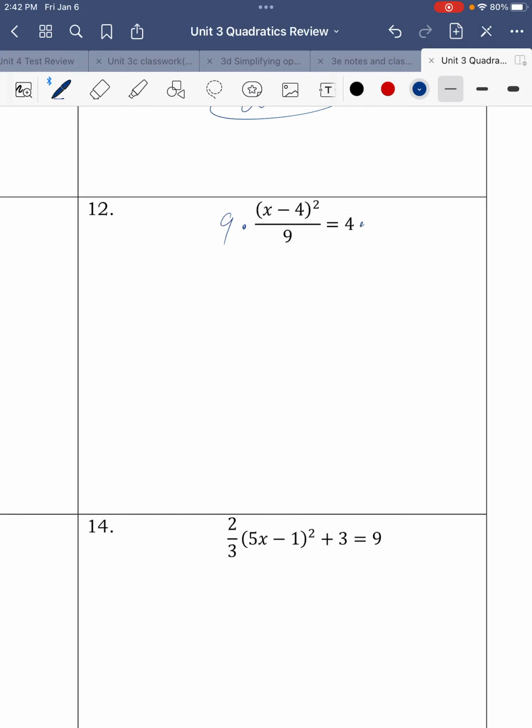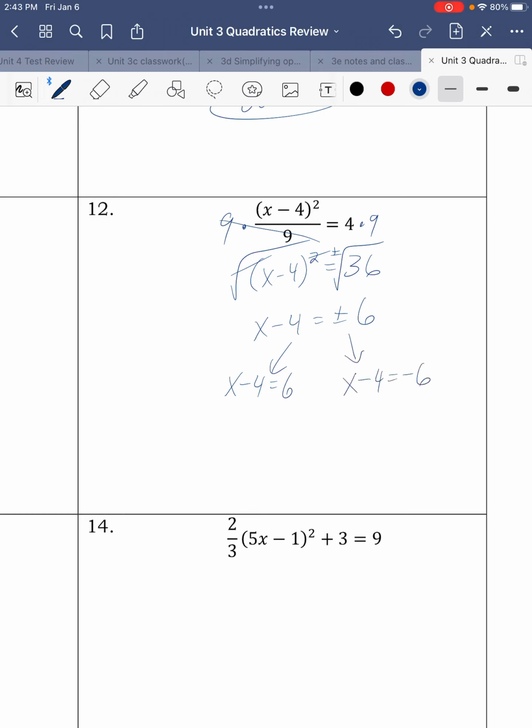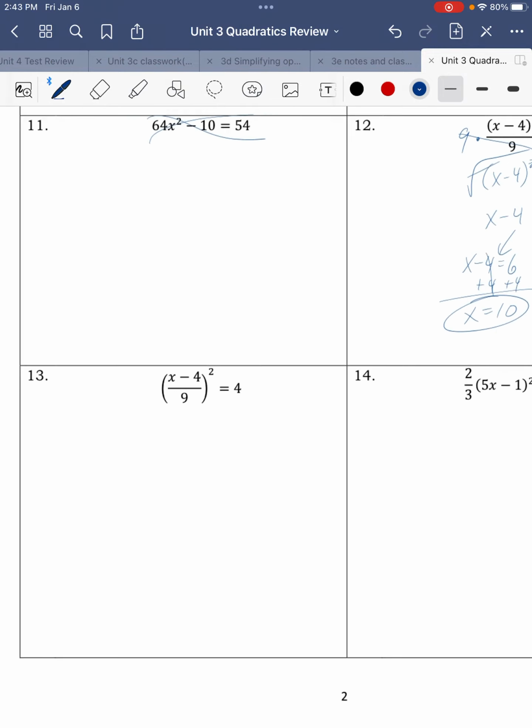Number 12. I multiply by 9 first. So you're doing reverse order of operations for the problem. When you square root, you have a positive and negative. So you have a positive and negative 6. You gotta break this into two problems, because there's more operations to work out. So you have x minus 4 equals 6 and x minus 4 equals negative 6. X equals 10. X equals negative 2.